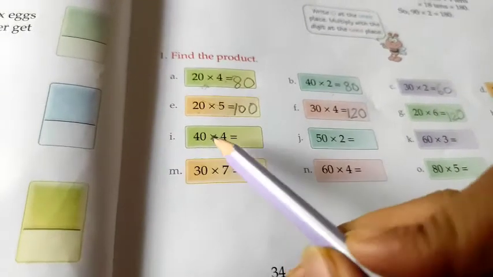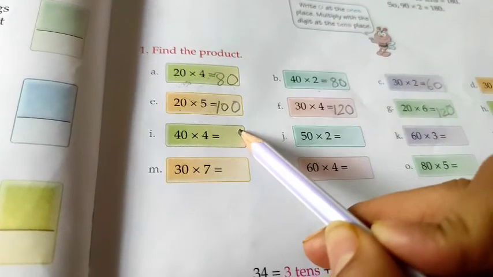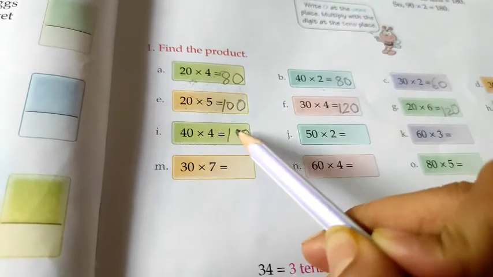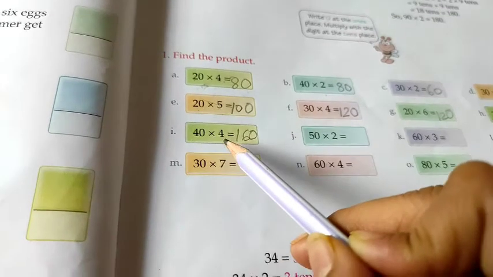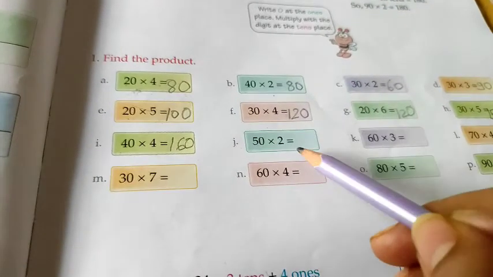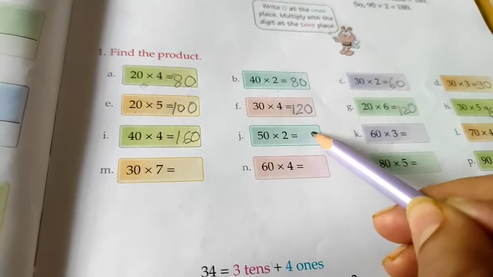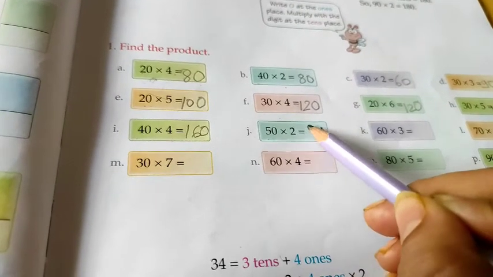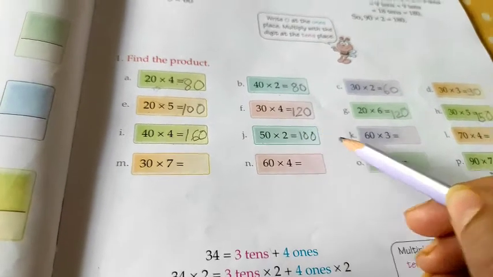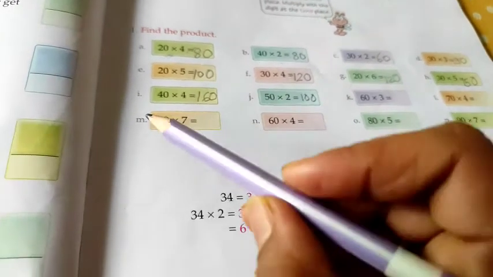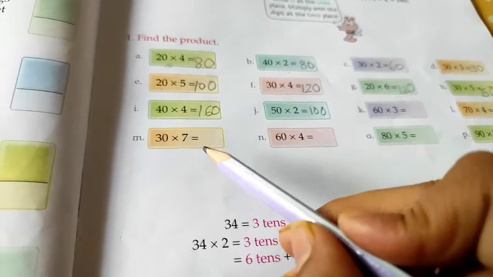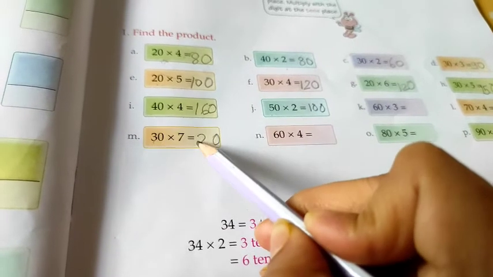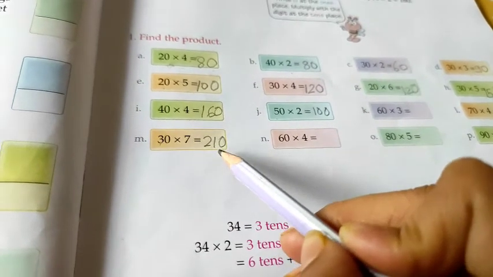Now the next is 14 multiplied by 4. So first I write 0 at the ones place and the 4 4s are 16. So our answer is 160. Now the next is 50 multiplied by 2. So again I write 0 at the ones place and 5 2s are 10. Now the next is 30 multiplied by 7. So 0 at the ones place and the 3 7s are 21. So our answer is 210.